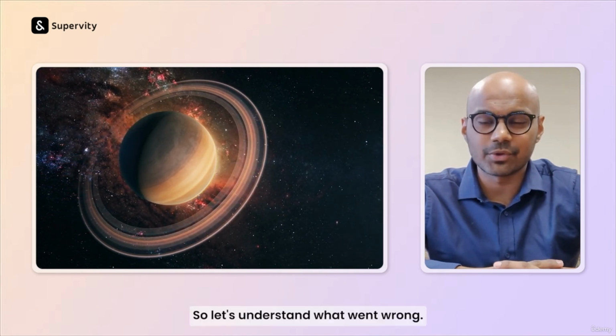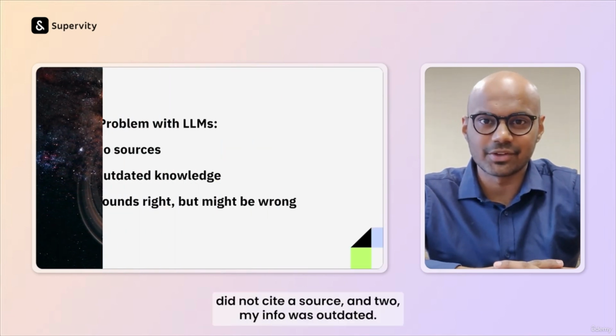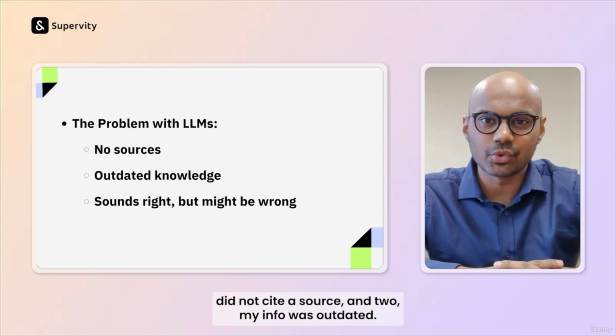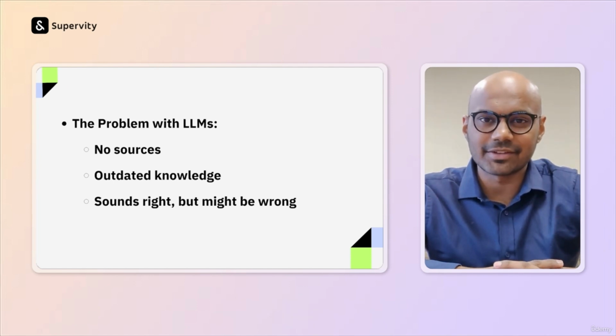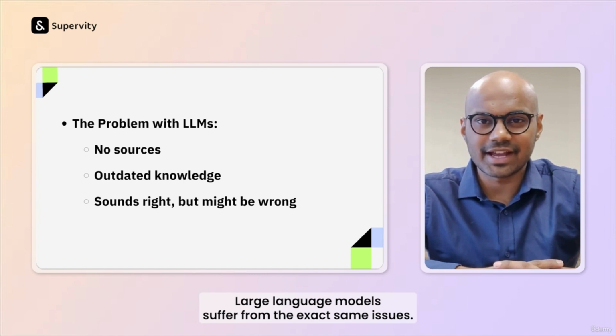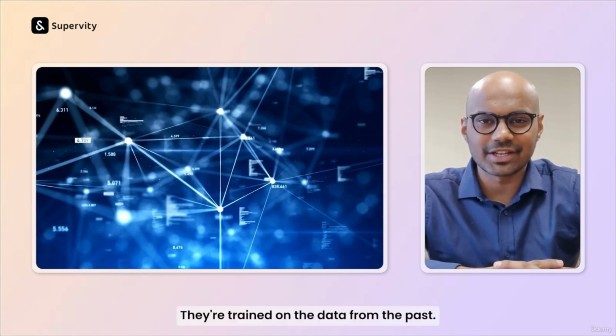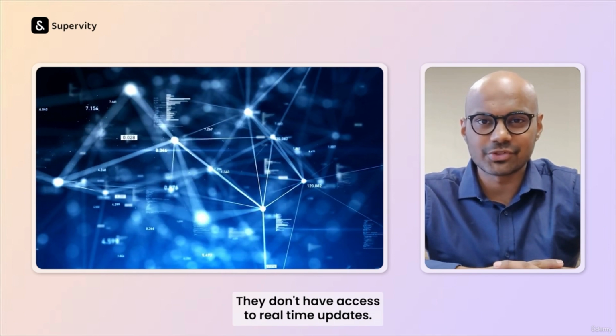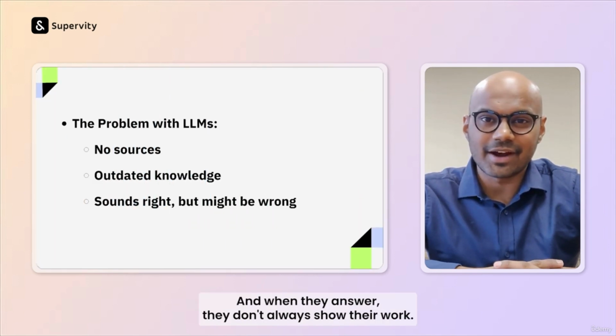So let's understand what went wrong. Two big things. One, I did not cite a source. And two, my info was outdated. And guess what? Large language models suffer from the exact same issues. They're trained on the data from the past, they don't have access to real-time updates, and when they answer, they don't always show their work.